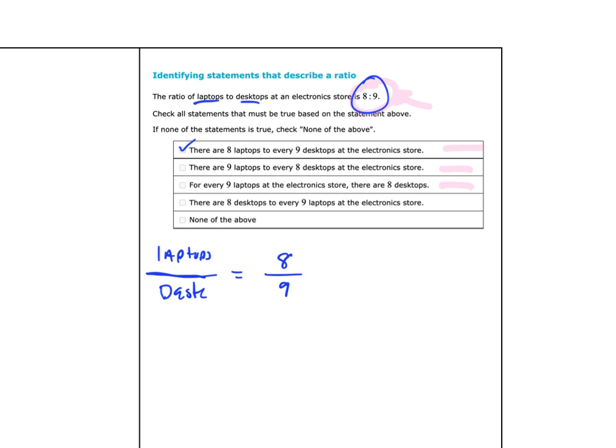You would have just had to always keep it at laptops to desktops, because that's what this ratio is. Unless they gave you desktops to laptops, which would mean desktops would be on top and laptops on the bottom, so it would have been 9 to 8. Okay. All right. So if you didn't understand it, go watch the extended video. It's going to be a little bit longer, but it won't be more than 20 minutes. Okay. Good luck.